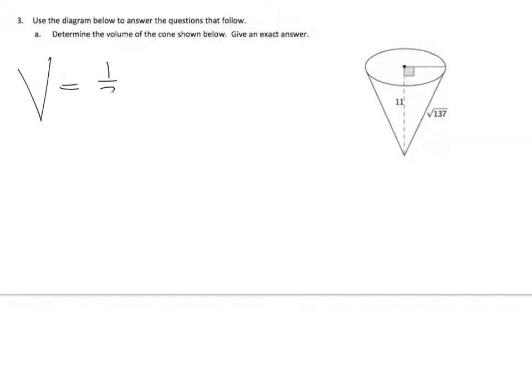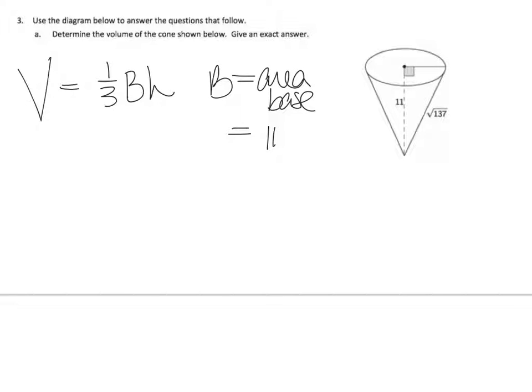Volume is 1/3 big B times H, where big B is the area of the base, which is a circle, even though it's not sitting on the circle. Pi r squared. If we look, we don't know the radius, but it's a right angle. I've got 11, square root of 137. I can figure out my radius.